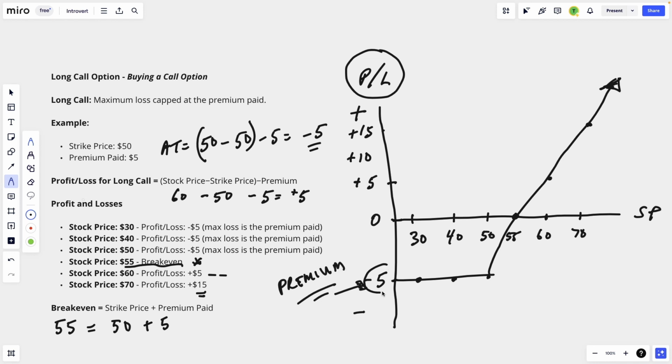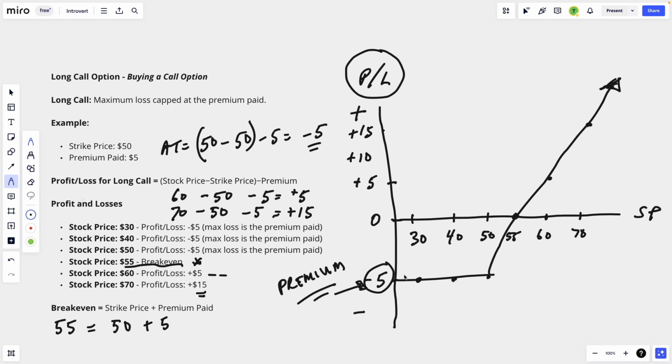So the max we lose is -5. And theoretically, we can continue moving to the right as the stock price goes up. So when the stock price is $70, we have a gain of 15 with this option. So remember, the stock price of 70 minus the strike price of 50 minus the premium paid, and we are plus 15. So we've got a profit there.